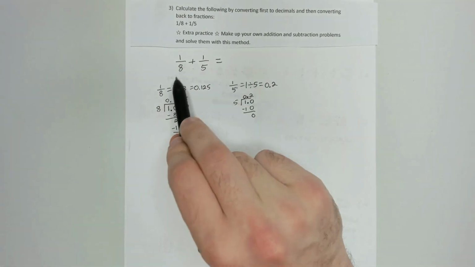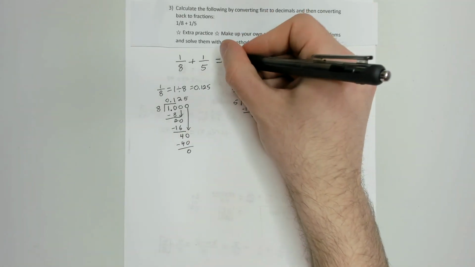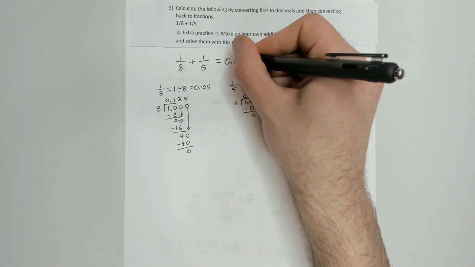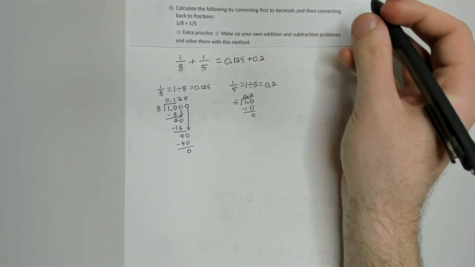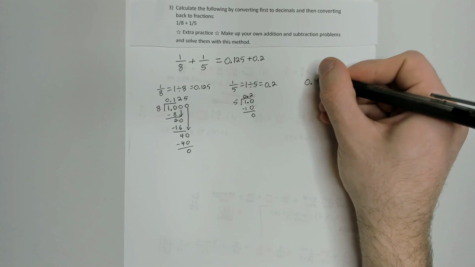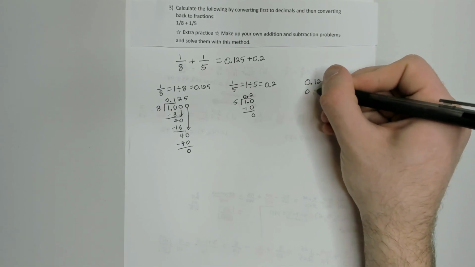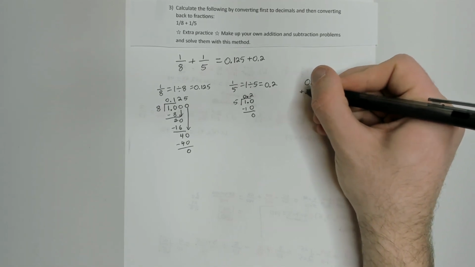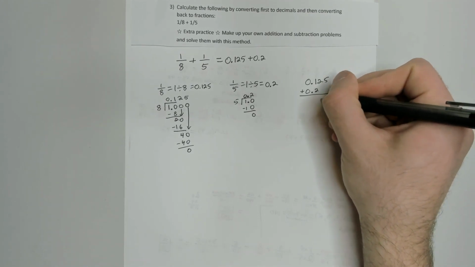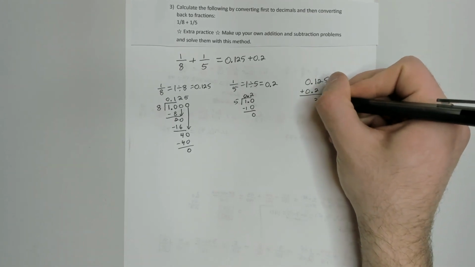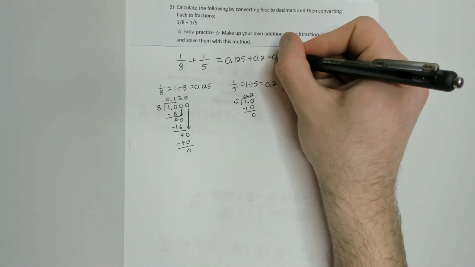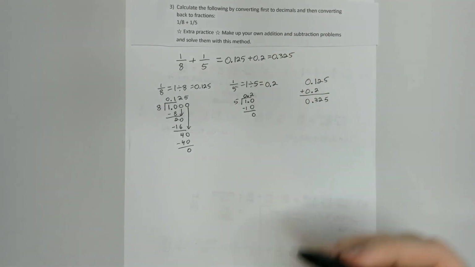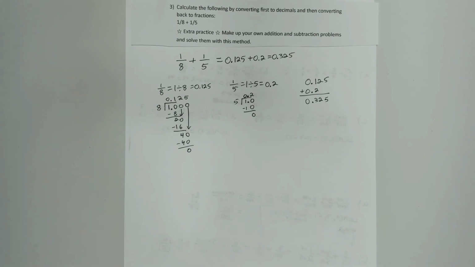So now our question is no longer 1/8 plus 1/5, but rather the equivalent decimals of 0.125 plus 0.2. Now adding decimals, you just make sure that everything is nice and lined up at the decimal. So this 5 comes down, this 2 comes down, 1 plus 2 is 3, have our decimal, and 0 plus 0 is 0. So this is 0.325.